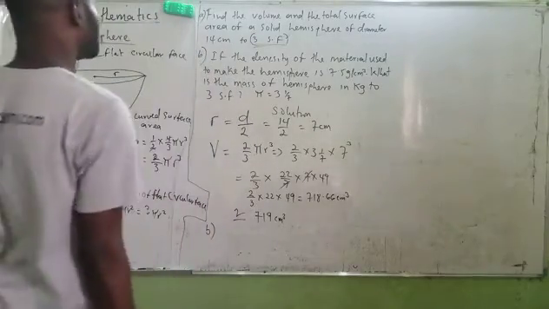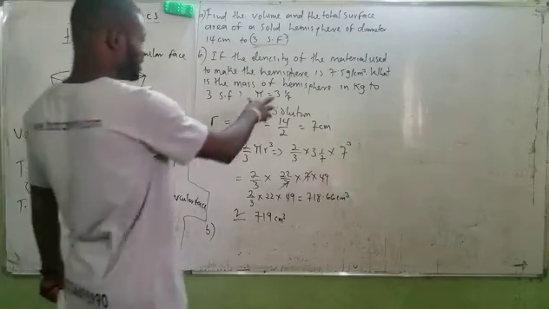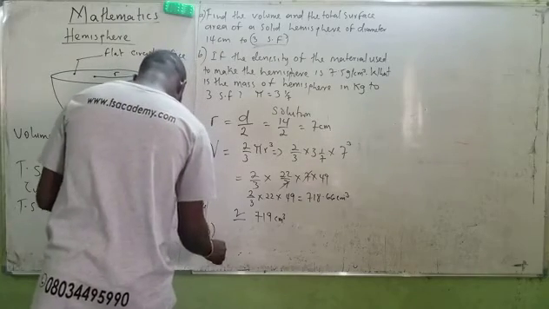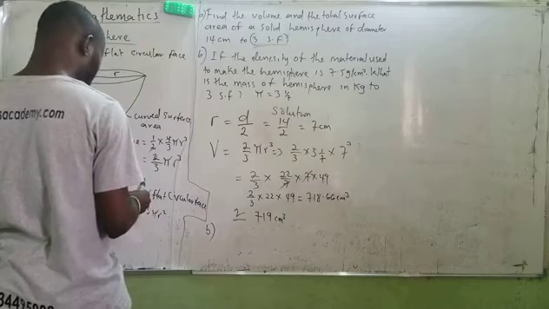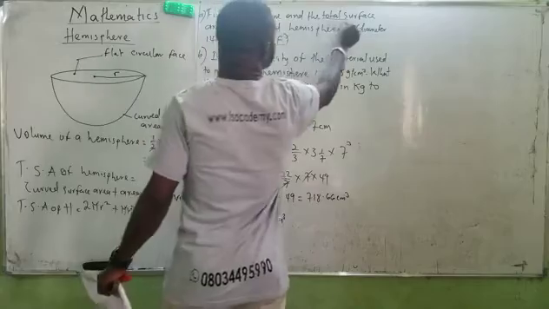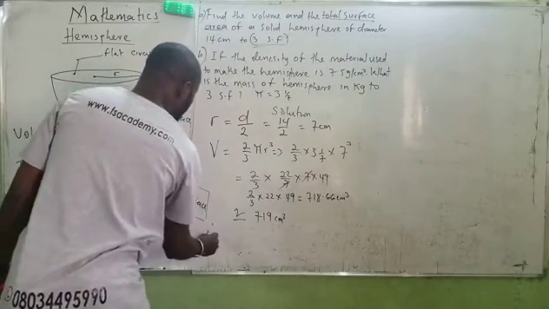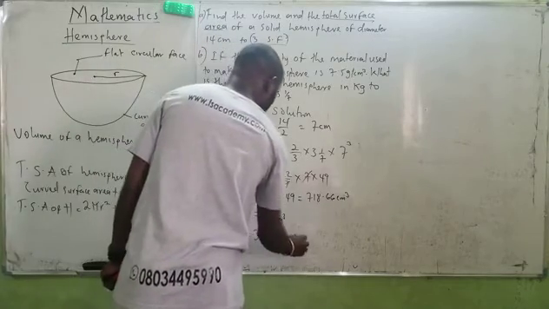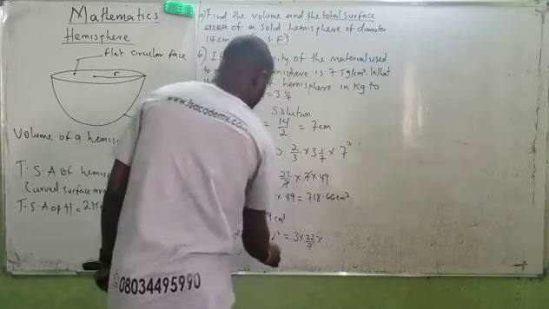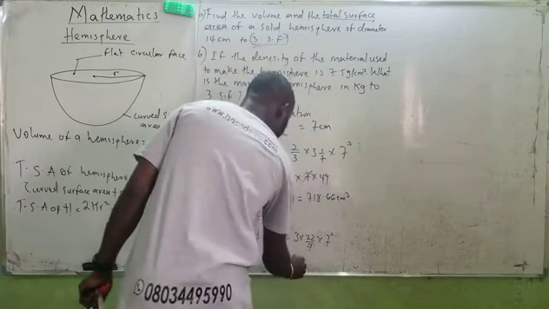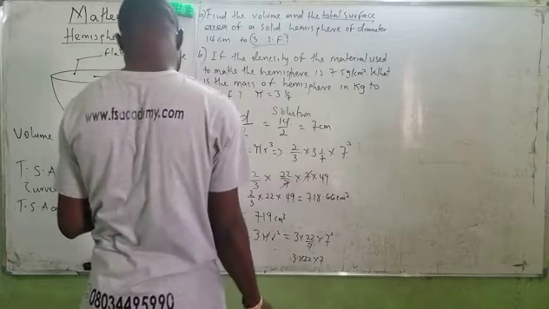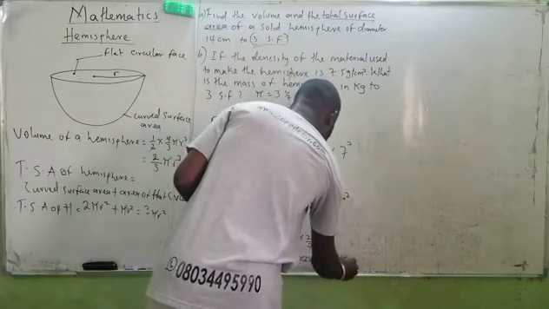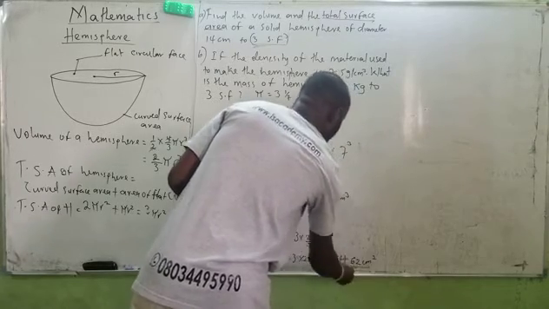Before we talk about B, I'm finding the total surface area also. The total surface area of this hemisphere will be 3 pi r squared, which is 3 multiplied by 22 over 7 multiplied by 7 squared. It will be 3 multiplied by 22 multiplied by 7, which gives 462 centimeters squared. That is the total surface area.